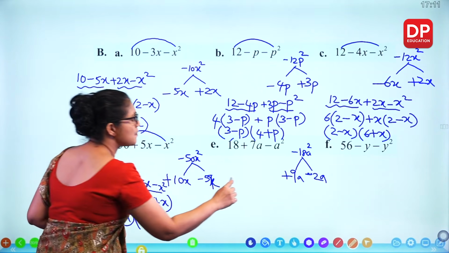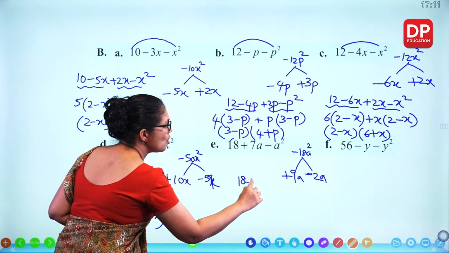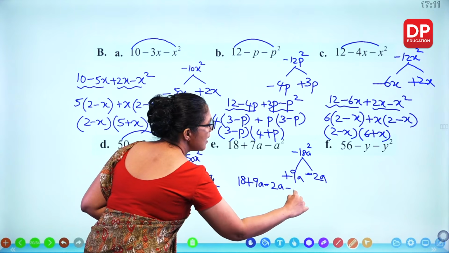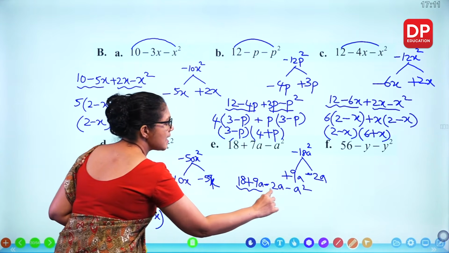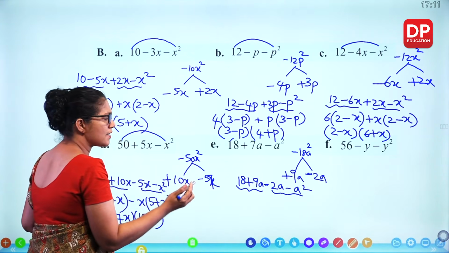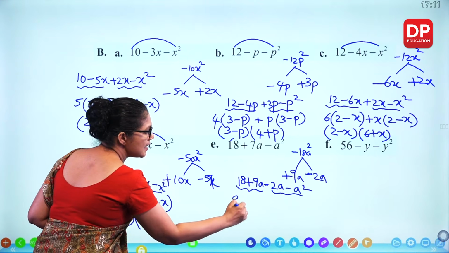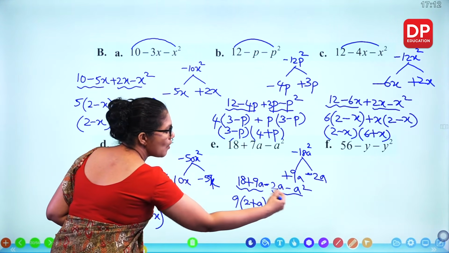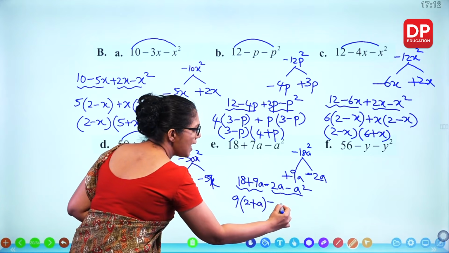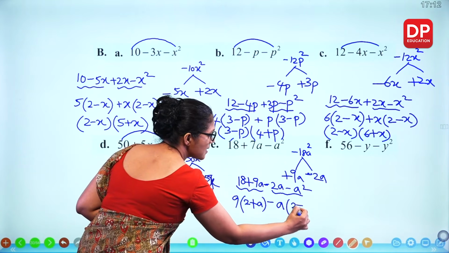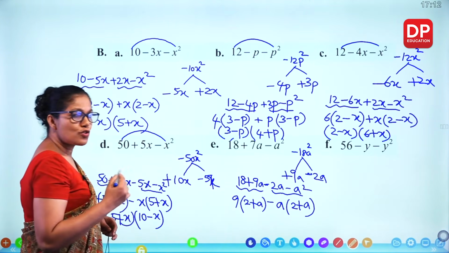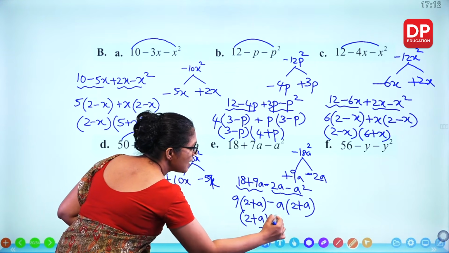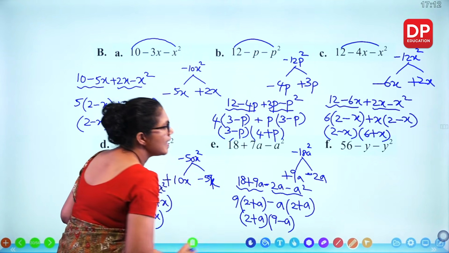So here we can split the middle term to plus 9a and minus 2a, and then take 2 at a time and try to factorize. Common term is 9. When you take 9 out, 2 plus a. When you take minus a out, 2 plus a again. So 2 plus a, you can take it out. So what's remaining? 9 minus a.